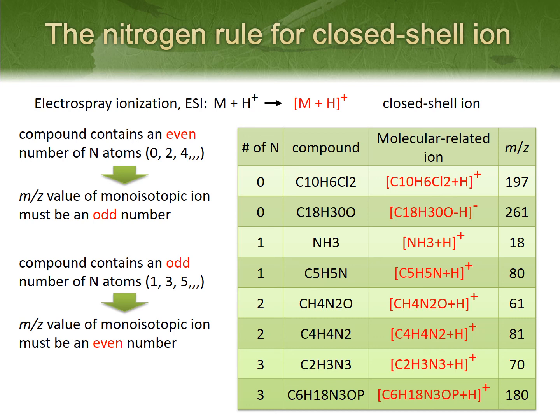The compound containing an even number of nitrogen atoms possesses odd m over z values. The compound containing an odd number of nitrogen atoms possesses even m over z values.